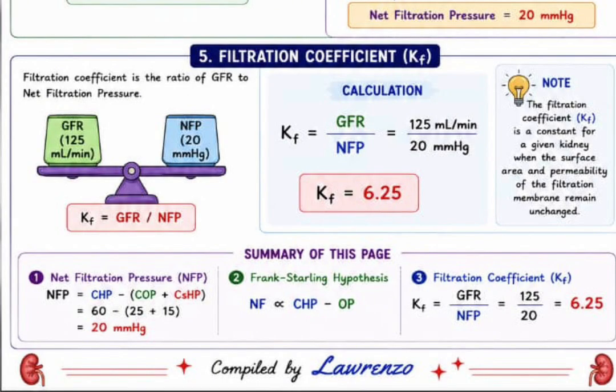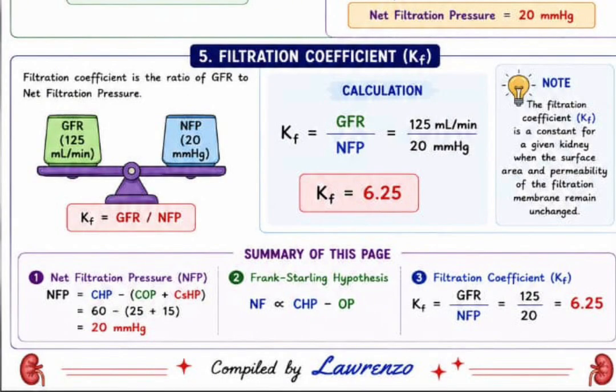So now Kf, which is the filtration coefficient, is equal to GFR over net filtration pressure. So the GFR is 125 ml per minute, while the net filtration pressure is 20 mmHg. So if you are getting the filtration coefficient, you'll be getting 6.25. I get it. So the filtration coefficient here is 6.25. So you always remember here.